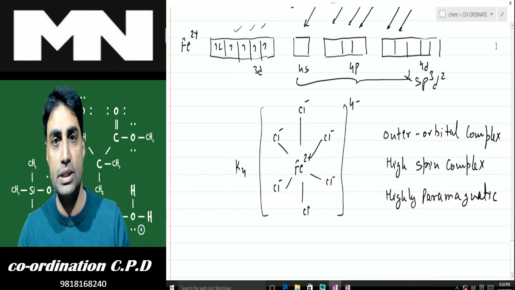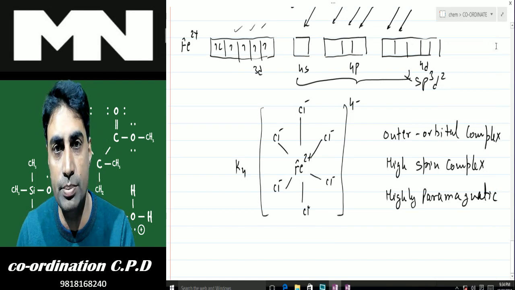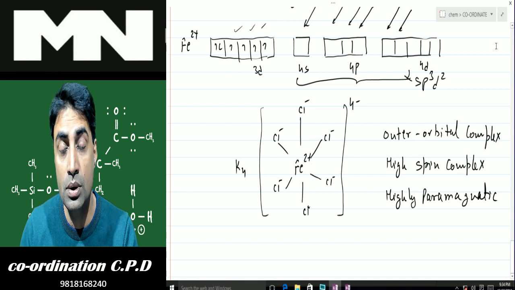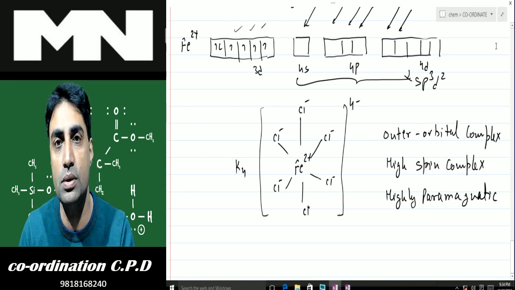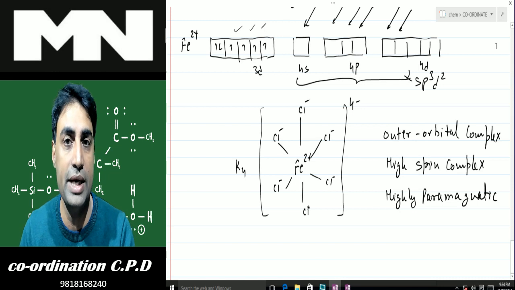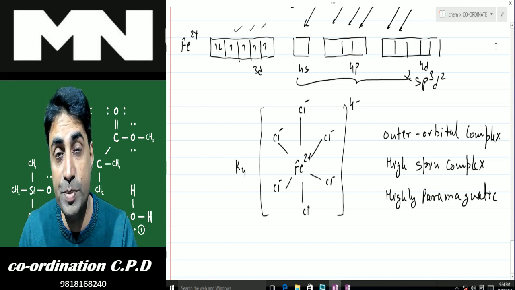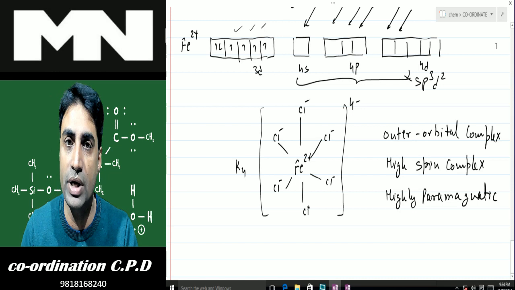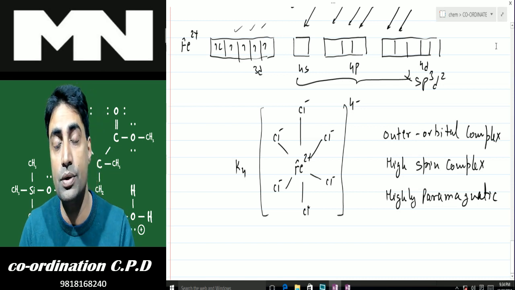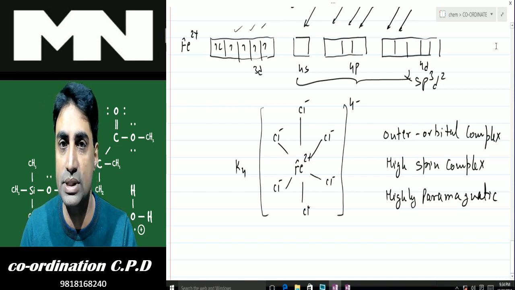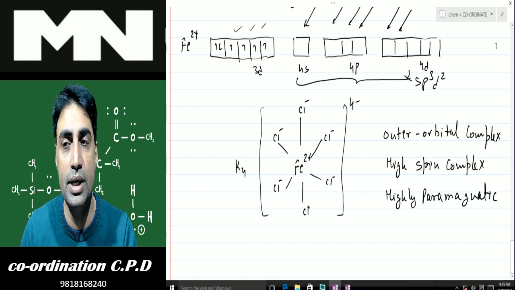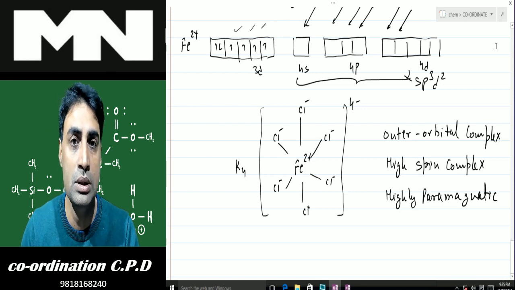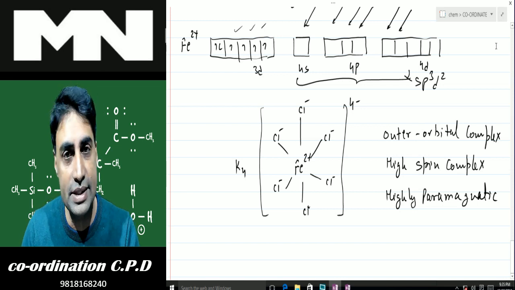Well, students, in the last class, we talked about coordination compounds having 6 ligands, and we studied sp3d2 hybridization, that is outer orbital complexes, which have more unpaired electrons, so they are highly paramagnetic. They are high spin complexes. And d2sp3 hybridization, which generally forms with strong field ligands. In this, the electrons pair, that's why the number of unpaired electrons is lesser. So they are low spin complexes and generally they are diamagnetic and have a lesser paramagnetic character because the number of unpaired electrons is lesser.